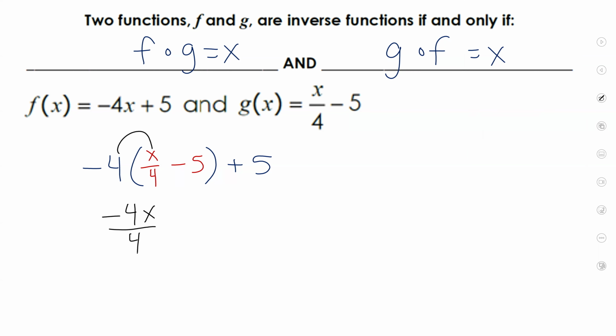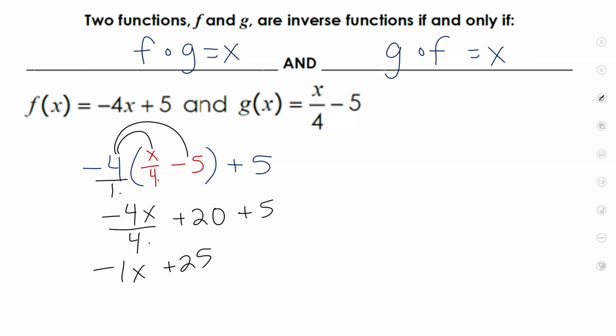Okay, a lot of people got confused last class. You can think of this as over 1. 1 times 4 is just 4. Okay? Negative 4 times negative 5 is a 20 plus 5. Okay, negative 4 divided by 4 is just negative 1. This is a negative 1x plus 25.